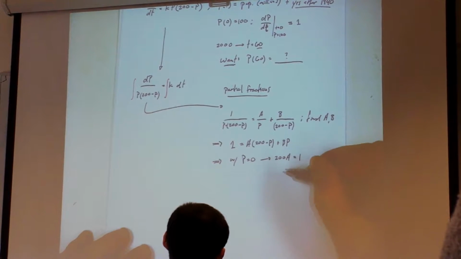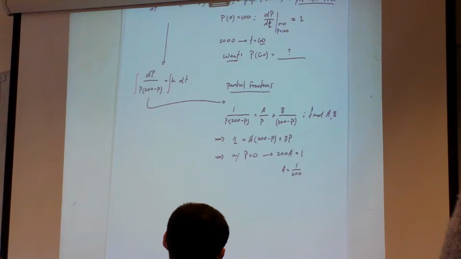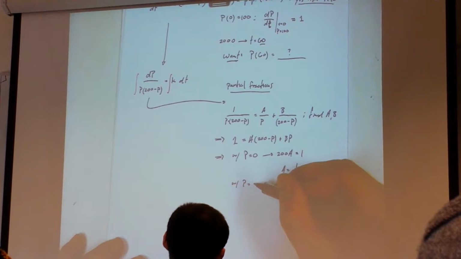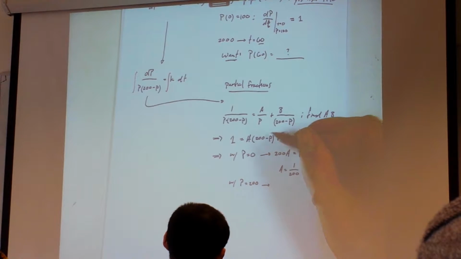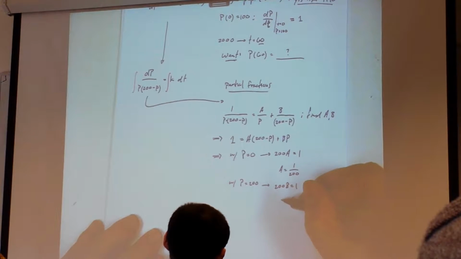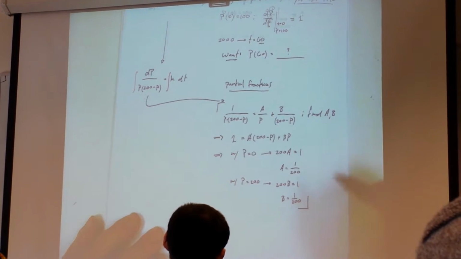It does. So if I solve this, it's not that bad. 1 over 200. Okay? And with p equaling 200, that's gone. You get 200b equals 1, right? Yeah, I think this way is quite simpler. And you get b equals 1 over 200, right? Okay, so there's our partial fraction. I found what a and b are.